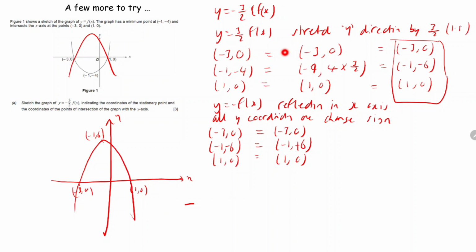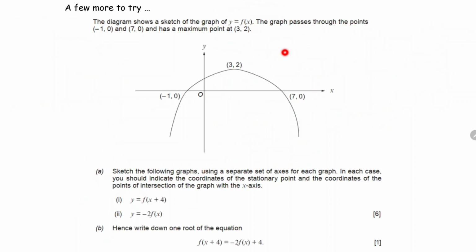Just a little bit of exam technique as well. Indicating the coordinates of the stationary point, that's this bit, and the coordinates of the point of intersection with the x-axis is the two roots. So the roots will remain constant, and the graph's been stretched in the y direction and reflected. Okay, another one to try. There's 3 parts to this question. There's a bit more going on. Pause the video and give this one a go.